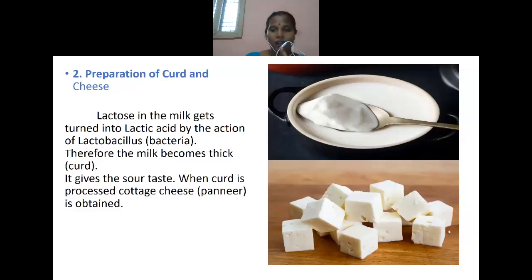This is another example of the use of microbes. Next one is making cheese; curd and cheese are the same. Cheese is also made through this process only. Lactic acid is there, and this lactic acid gives the thickened structure to the milk. That's why we get cheese. We can obtain cheese from milk.